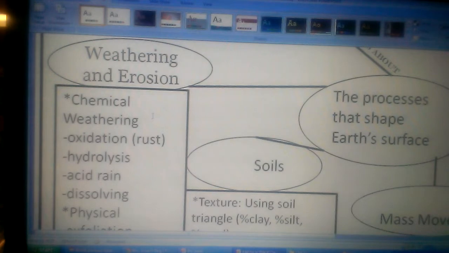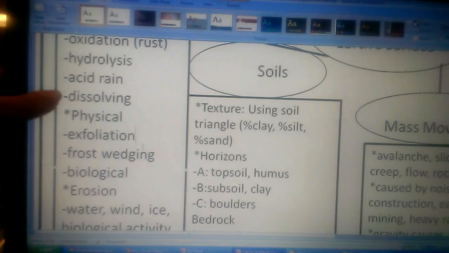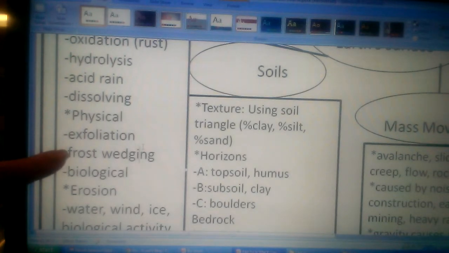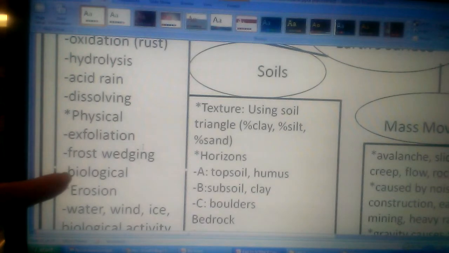And then those are your chemical weathering. So you're changing the actual composition of the material with chemical weathering. Now, physical weathering would include things like exfoliation, or the stripping away of outer layers of a rock. Frost wedging, where rocks are actually weathered by water getting into the cracks, freezing, expanding, and breaking into smaller pieces. Biological, which include animals and organisms such as ourselves moving things around and breaking them down in that manner.